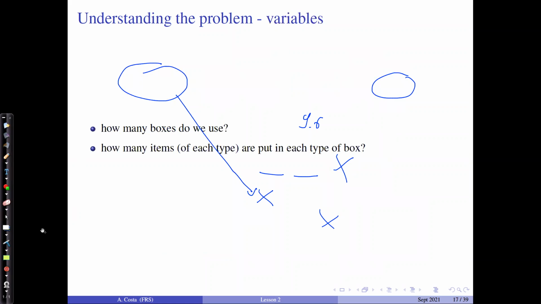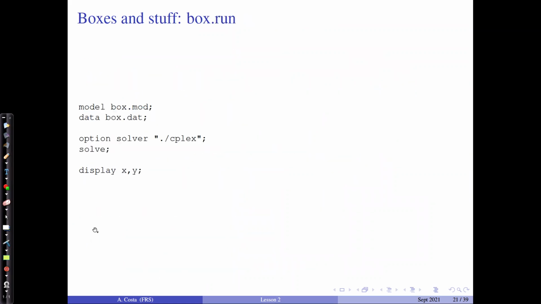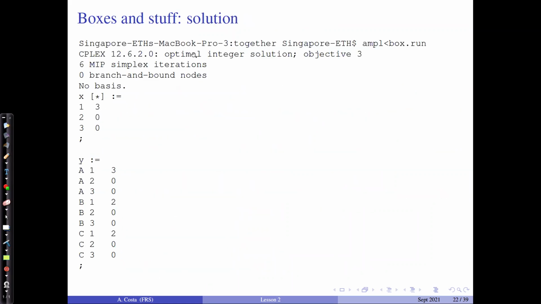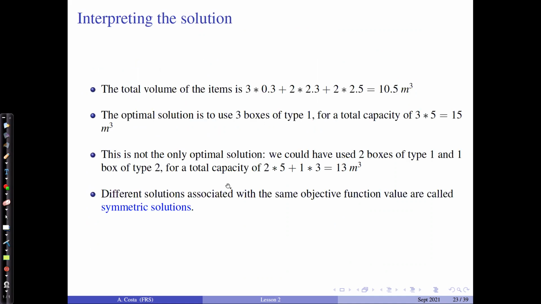What does it mean? It means that, and this is very important in optimization, you usually get an optimal solution, but it doesn't mean it's the only solution. We may have different solutions where the objective function is the same, and they are called symmetric solutions. Just because you find one solution, it doesn't mean it's the only solution. This is a very important point to make.